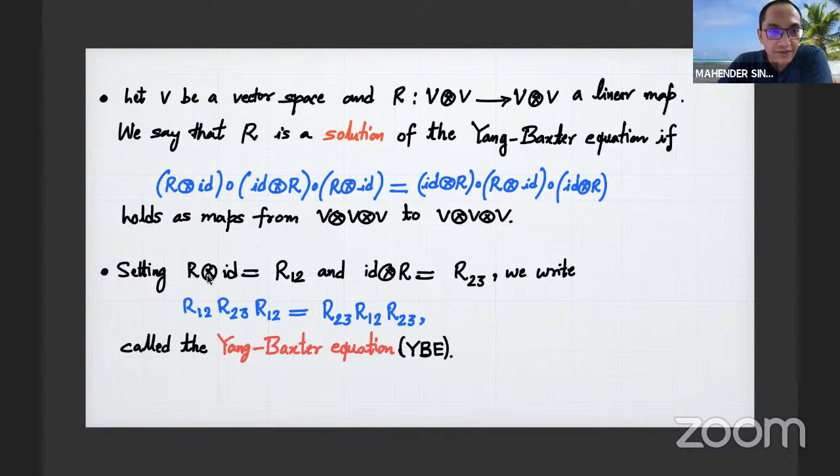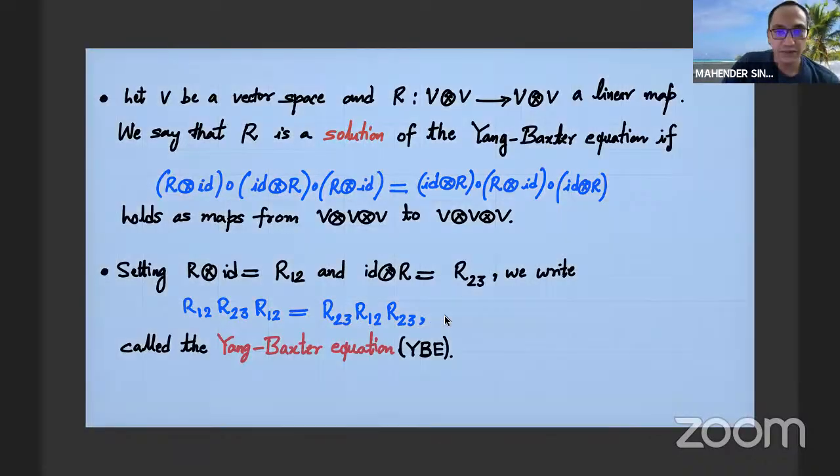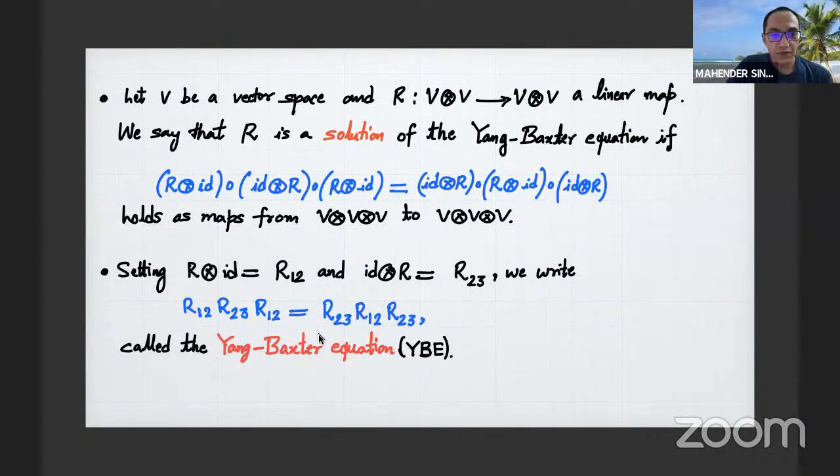If I set R tensor identity, just for convenience, as R12, and identity tensor R as R23, then I can write the preceding equation as R12 R23 R12 equals R23 R12 R23. Here the product is composition, that's understood. This is the braid equation, and this equation is called the Yang-Baxter equation.